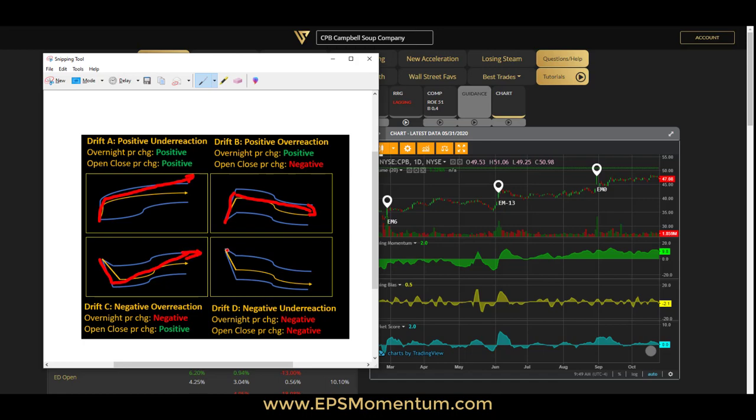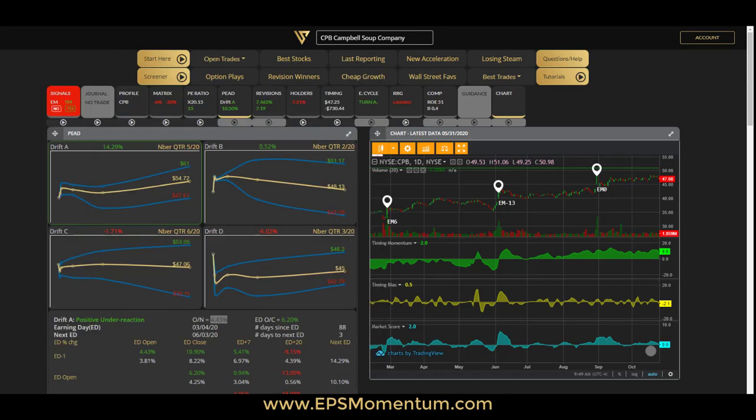And the fourth one is obviously negative and negative, where the stock drops and goes down further, right? So these are the four cases, and these are the four cases that you see here. Price going up, drifting up; price going up, drifting down; price going down, drifting back up a little bit; price going down and down, although this downtrend is not super clear here.